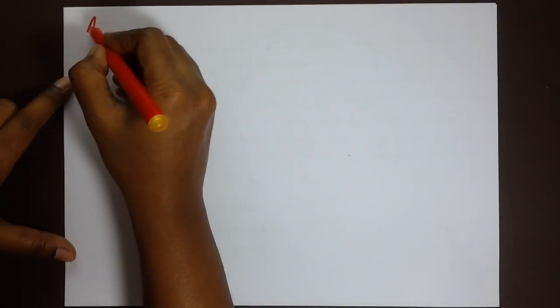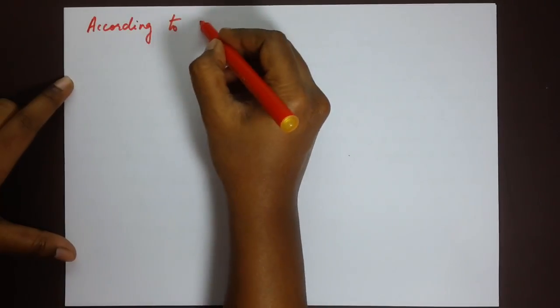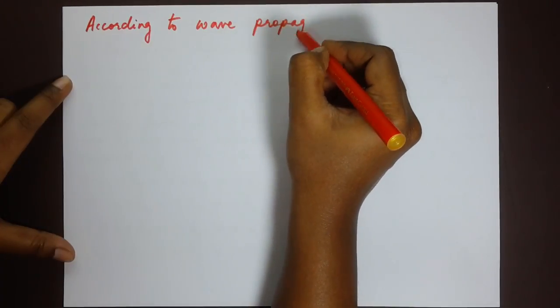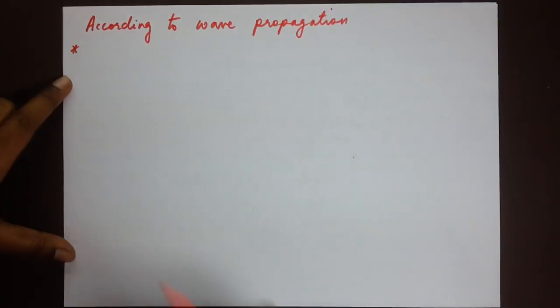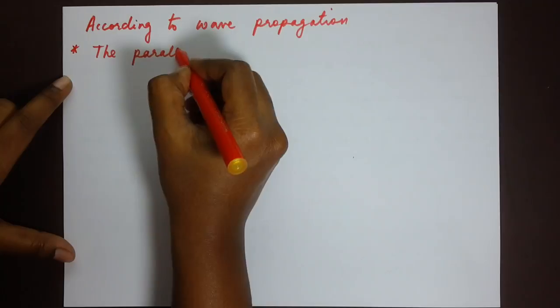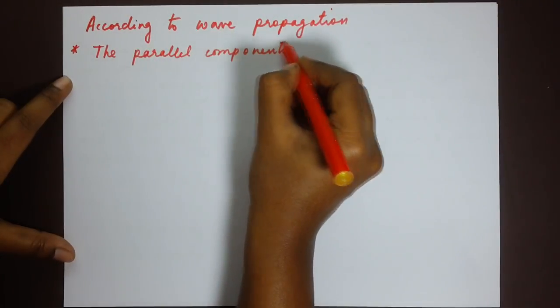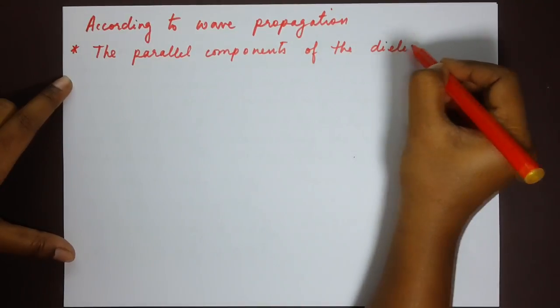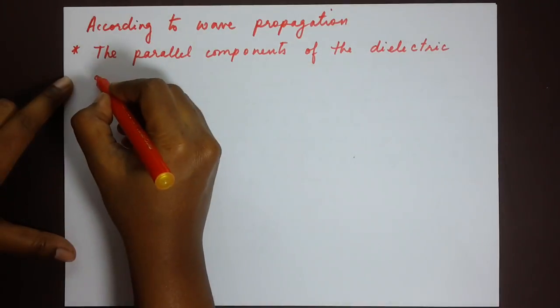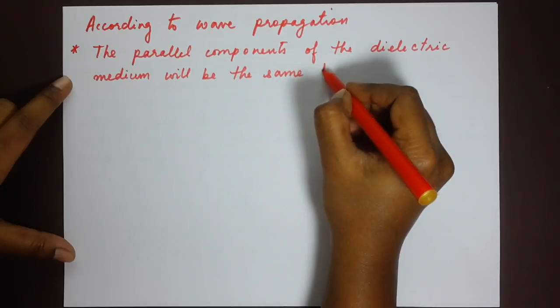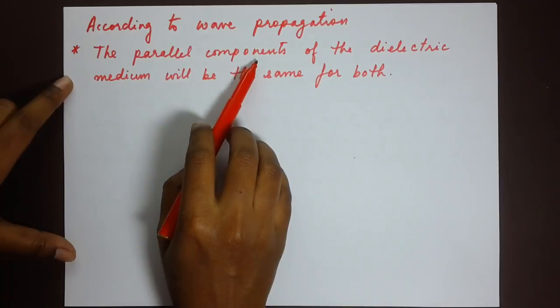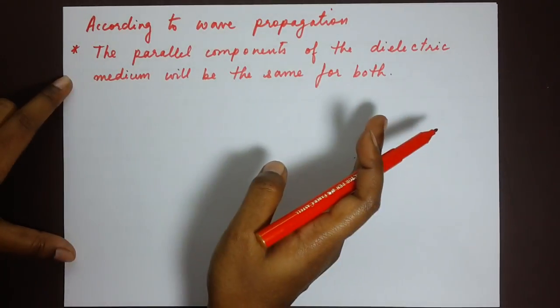According to wave propagation, we have 2 certain components: those that are parallel and those that are perpendicular. Let's look at the first point. The first point deals with the parallel components. The parallel components of the dielectric medium will be the same for both. So the parallel components of both regions, region 1 and region 2, will be the same.